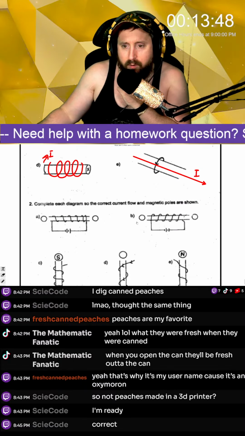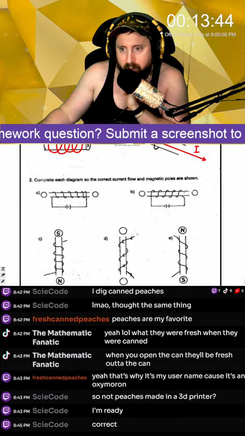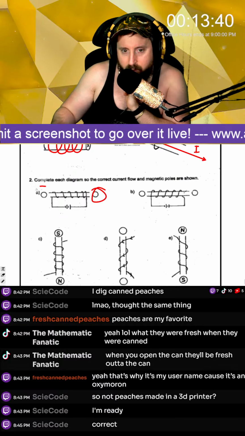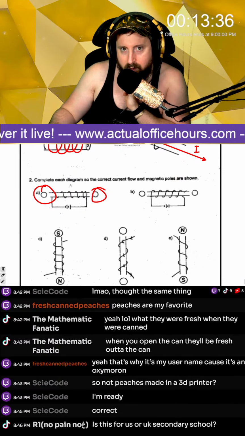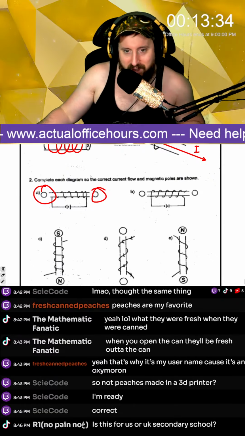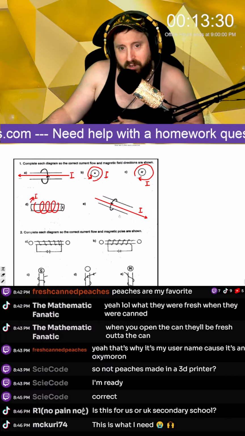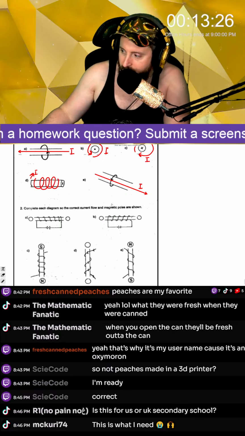Complete each diagram so the correct current flow and magnetic poles are shown. Wait, this says there's no magnetic pole then. What? How does that work? Is this for US or UK secondary school? I don't know. Who submitted this? Sorry, Psycode, is this yours? Did you submit this? Someone named Derivative submitted this.